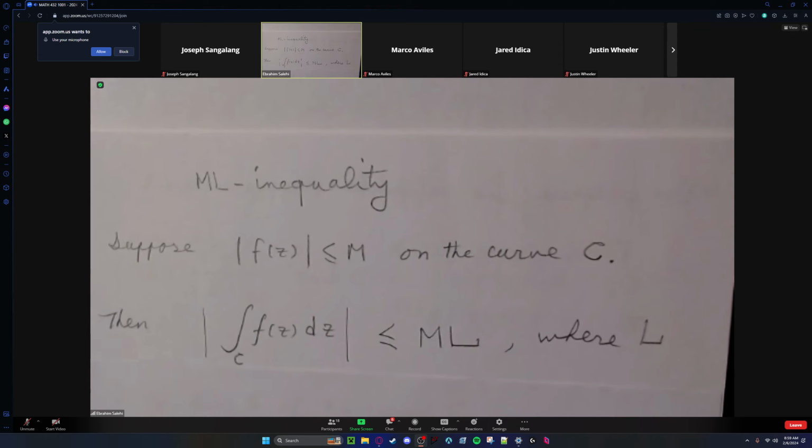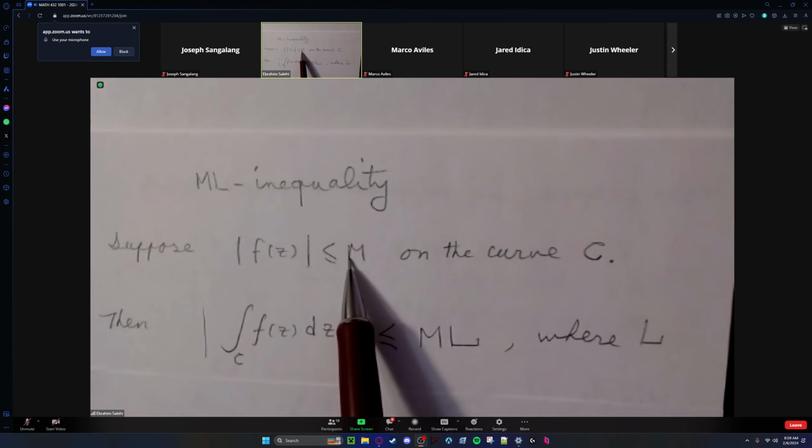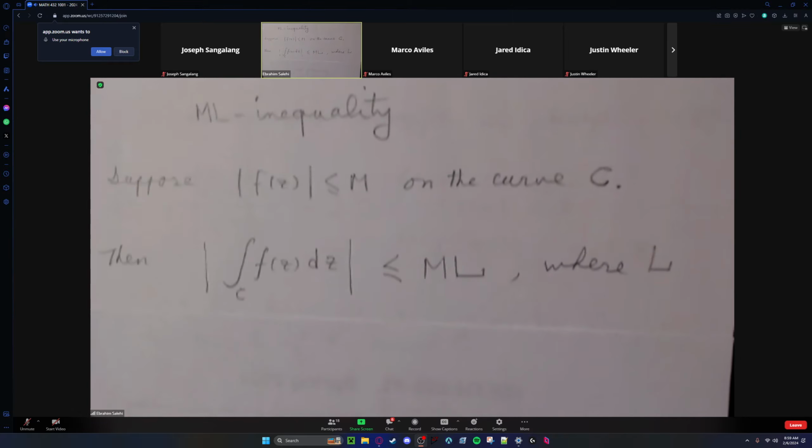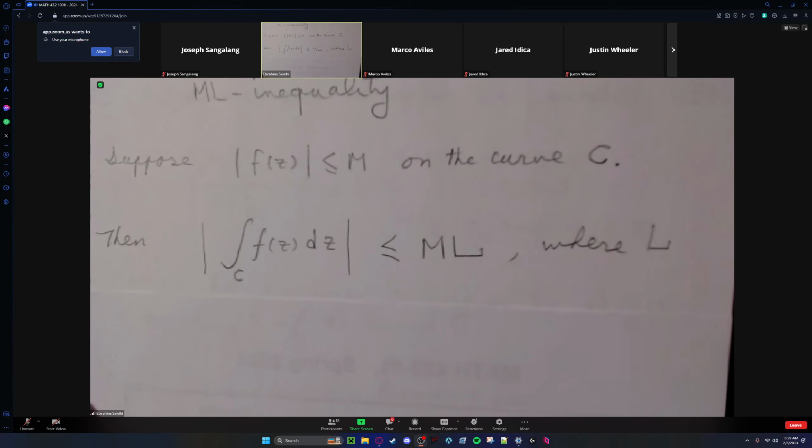Then I want to prove that the integral has an upper bound, the modulus of the integral is less than or equal to ML. M is this one. L is the length of this curve over which we are integrating. And here is the justification.